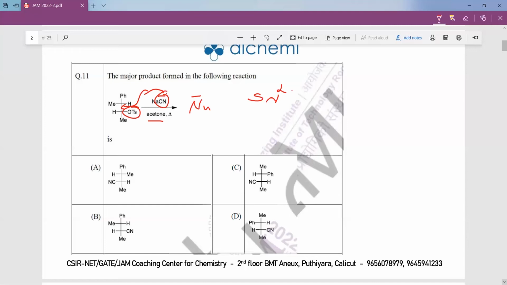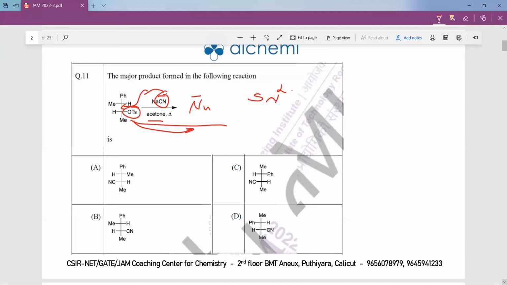So for that, we should convert this system to Sawhorse. Otherwise, this representation is a Fischer representation. With the Fischer representation, we can't do this problem. We should convert this to Sawhorse. So first, we should convert this Fischer to Sawhorse. For that, you should remember one thing. Fischer conformation is the representation of an eclipsed conformation.